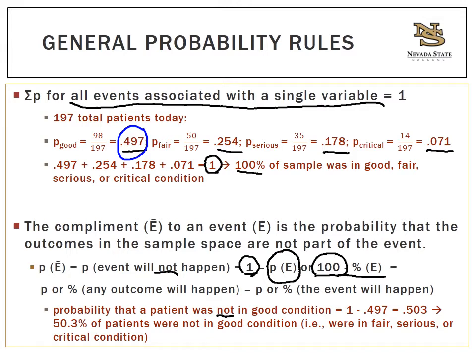So if you want to know the probability that they're not in good condition, you could take 1, the probability of any condition, minus 0.497, the probability of good condition, and you know that there's a probability of 0.503 that patient is not in good condition. Or you know that 50.3% of patients were not in good condition. If you had all the data available, you could get this 0.503 by adding the 0.254 for fair and the 0.178 for serious and the 0.071 for critical. And guess what? You still get 0.503. So again, the complement rule is, if you know the probability that an event will happen, then the probability that the event will not happen is 1 minus that probability.